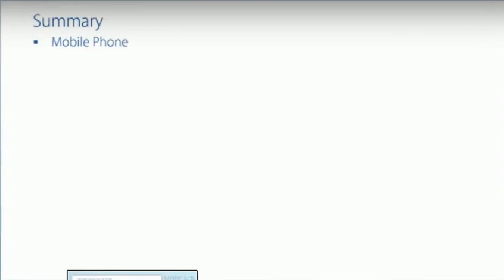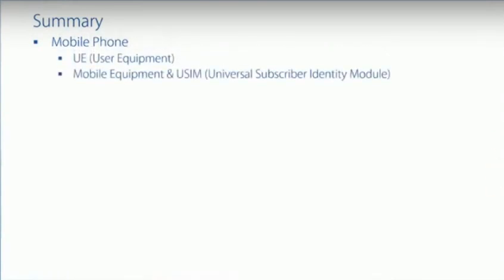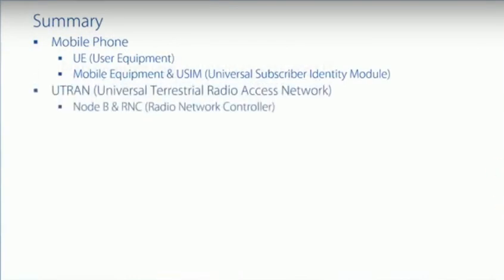In summary, we've identified there's a mobile, and the mobile is termed the UE or user equipment, and it's made up of two parts, the mobile equipment, the hardware, and the SIM card or the USIM, the Universal Subscriber Identity Module. We've also identified there's a radio access network in UMTS called the UTRAN, the Universal Terrestrial Radio Access Network, and that's made up of the controllers, the RNCs, radio network controllers, and the base stations, the Node Bs.